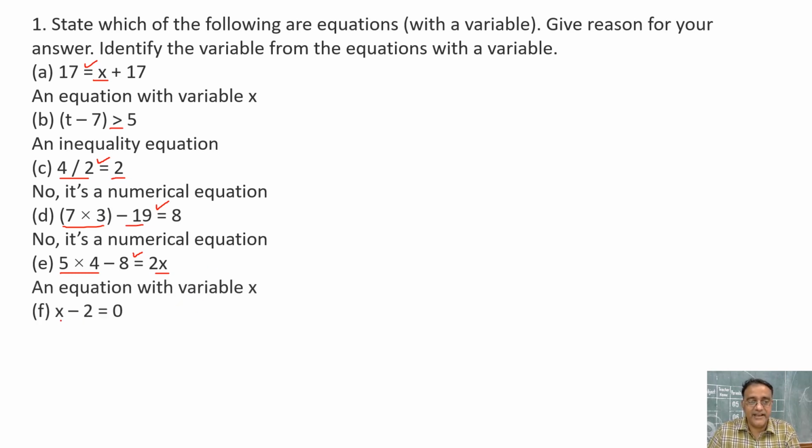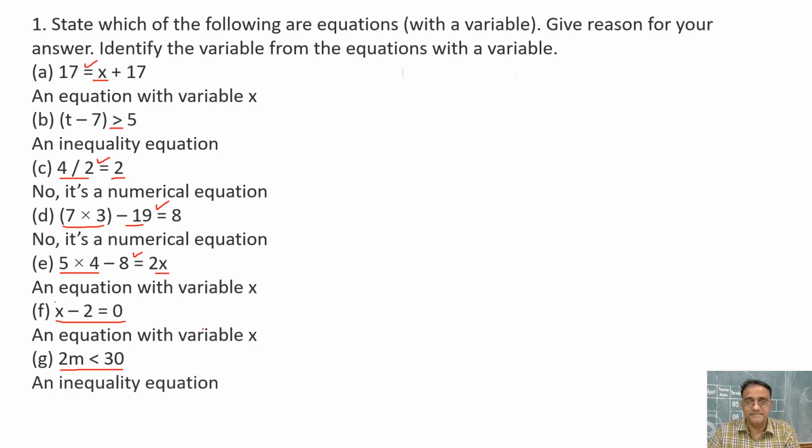Next question. x minus 2 is equal to 2. It's an equation with the variable x. Very good. Next question. 2m less than 30. So it is an inequality. It's not an equation, because it is an inequality.